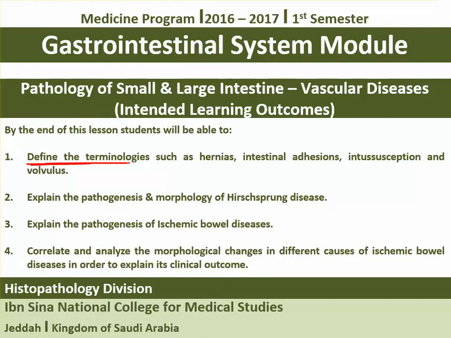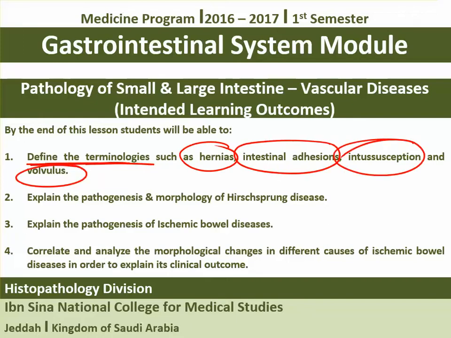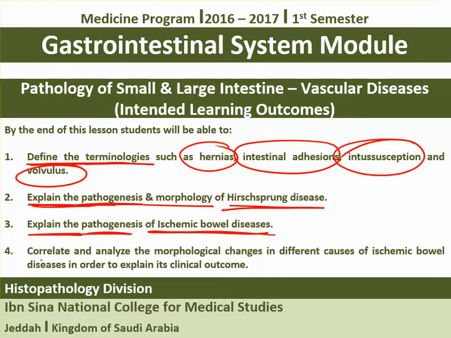Inshallah, after this lecture, you will be able to define terminologies such as hernia, intestinal adhesions, intussusception, and volvulus. And then you will be able to explain the pathogenesis and morphology of Hirschsprung disease, which is commonly seen in children and neonates. You will also be able to explain the pathogenesis of ischemic bowel disease. What happens in ischemia? And you will be able to correlate and analyze the morphological changes in various causes of ischemic bowel disease.